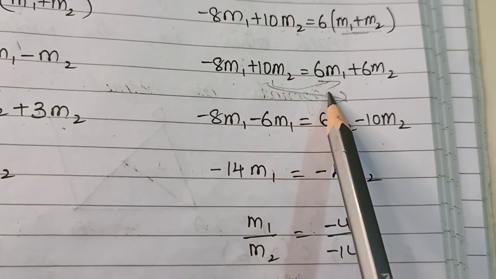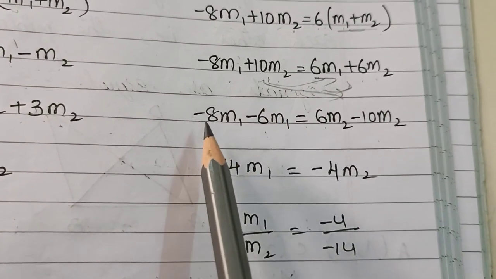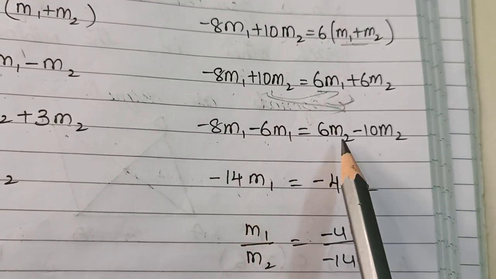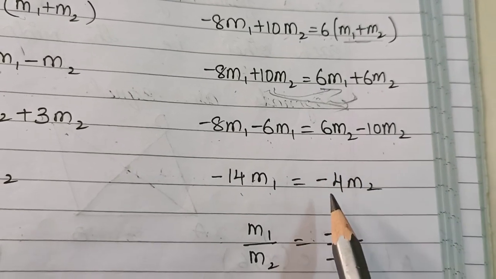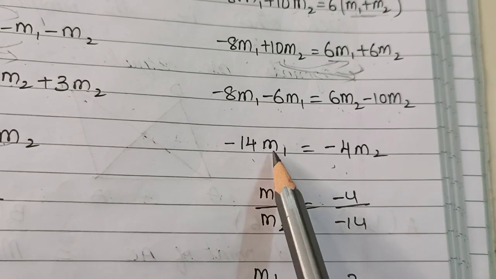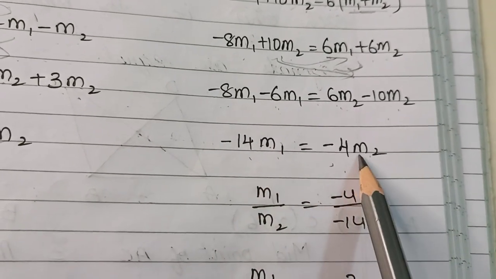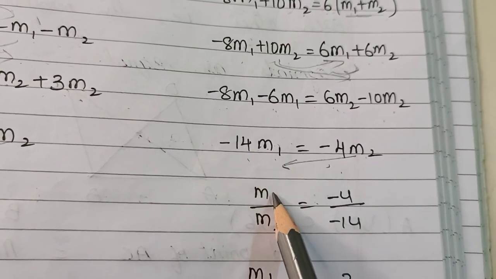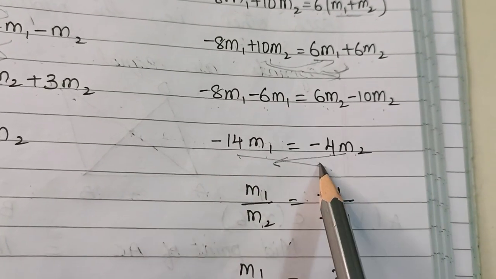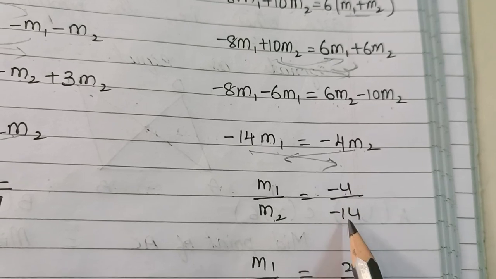Transposing here. Okay, so minus 8 and minus 6 will become minus 14m1. 6m2 minus 10m2 is minus 4m2. Minus 10 plus 6 is minus 4. Okay, now we want m1 by m2. So take this m2 here in the denominator. So it will become m1 by m2. Minus 4 same as it is, and take this minus 14 here. Minus 4 by minus 14.